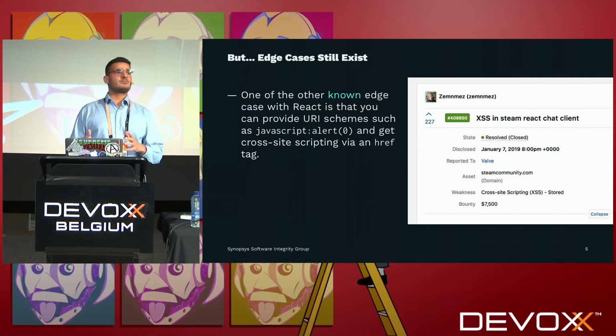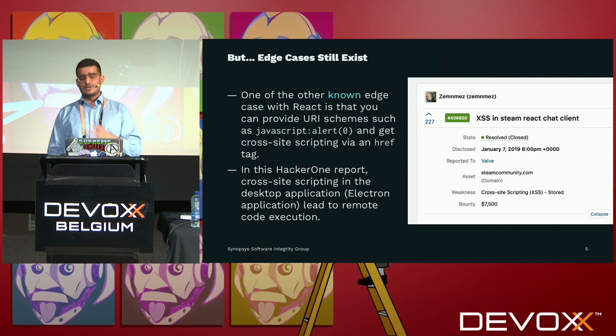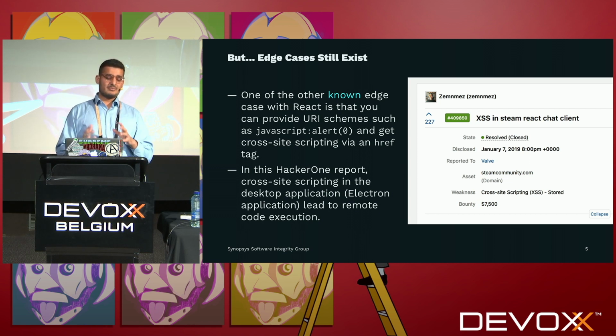You can still do this in React, even in the latest version. There's a lint rule that would say, hold on, you're rendering a link, so be careful that you don't accept a protocol scheme that's not HTTPS. You should not accept JavaScript URIs from arbitrary user data. And yes, in this HackerOne report, it was an Electron application, which of course is what the chat engine is written in.